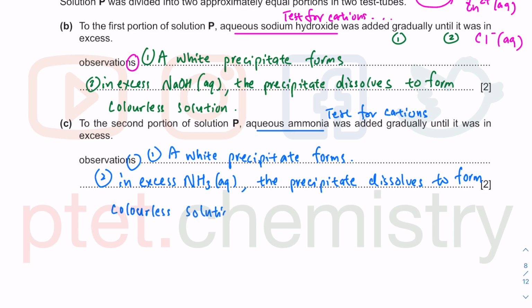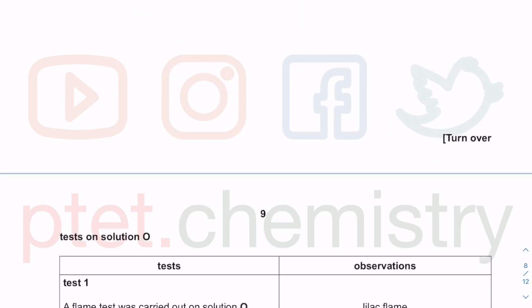It is the aluminium, Al3 plus. They give you a white precipitate with aqueous ammonia, but that precipitate will be insoluble in excess ammonia. That is the Al3 plus test.